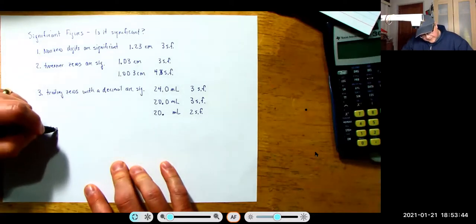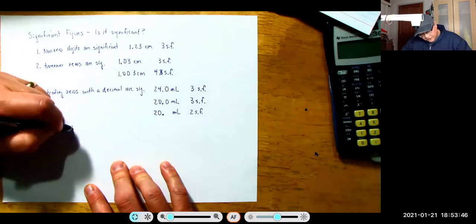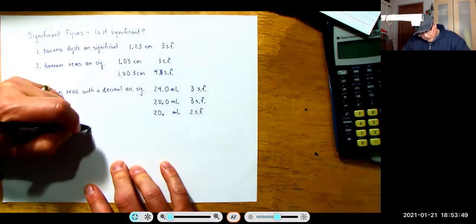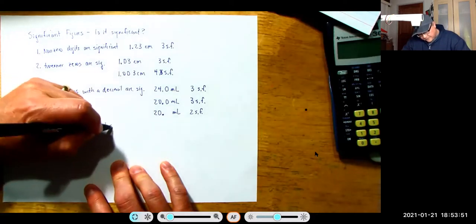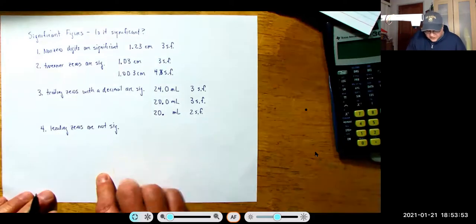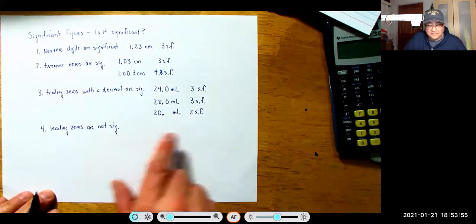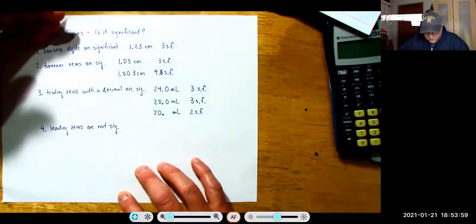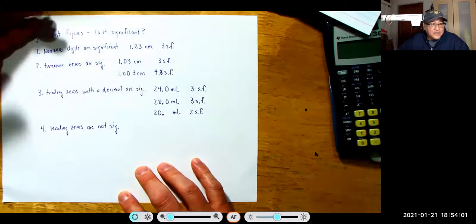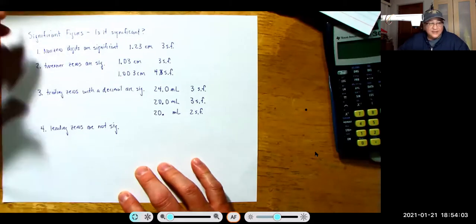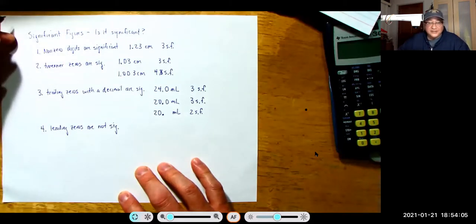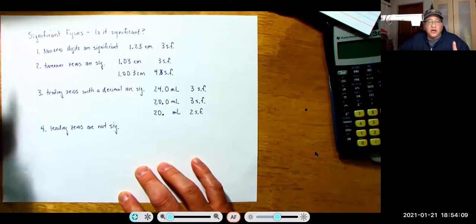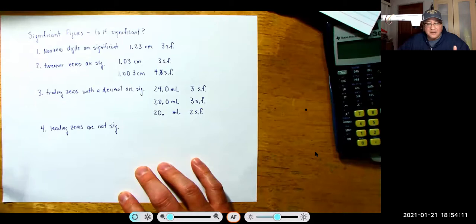Leading zeros are not significant. Now you'll notice I don't have anything about a decimal in here. And when I first show you this rule, you're going to wholeheartedly agree with it, but then we're going to get to a point in time where you're going to think I'm just crazy, but I'm not. Leading zeros are not significant, never, ever.